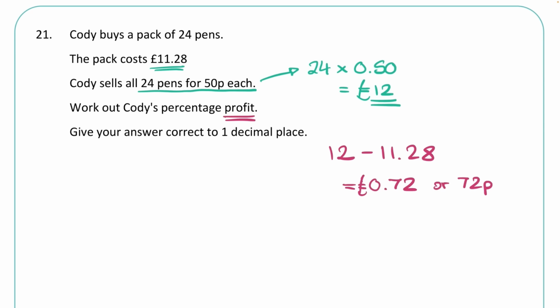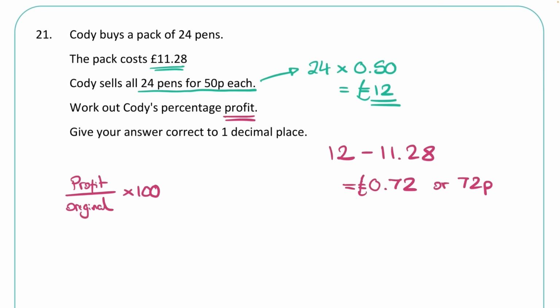We need to write it as a percentage of what he paid. So for percentage profit, we would write the profit, or the change, you could call it, over the original. It's not always about profit. It could be the percentage increase or decrease or a loss. But it's the profit over the original, and then we'll times by 100.